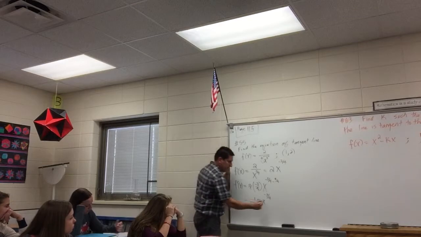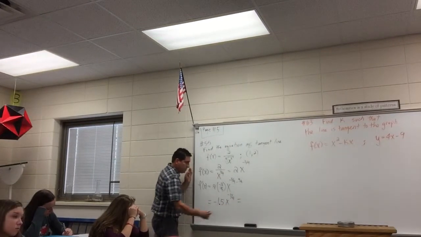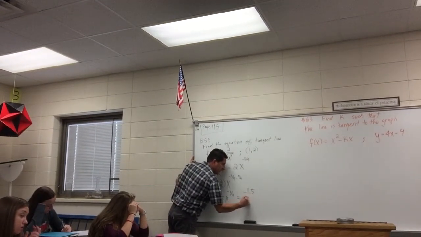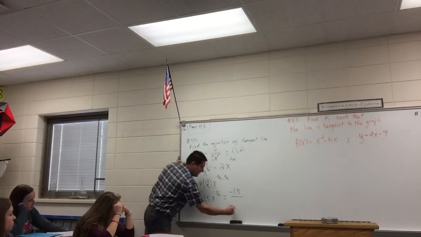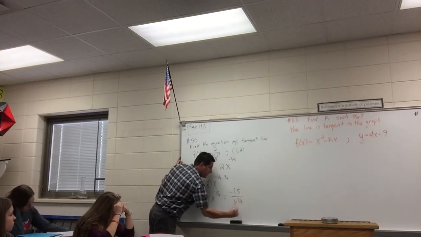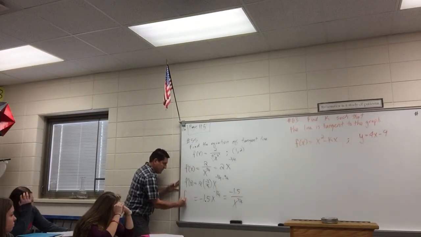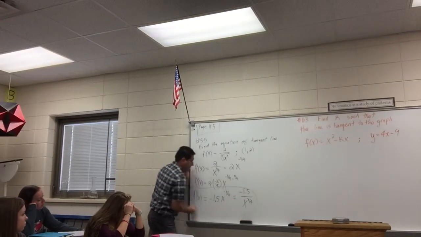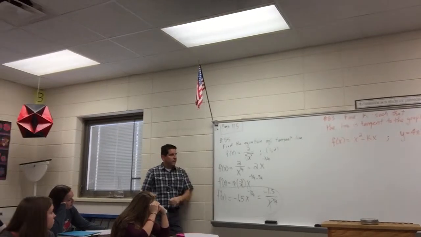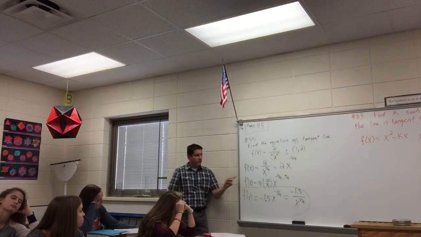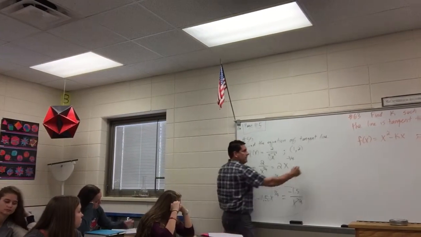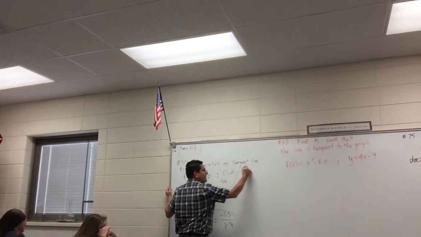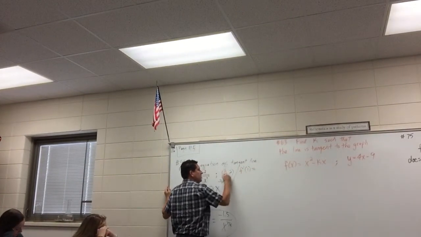And then rewrite it so it's in a decent form. This is negative 1.5 divided by x to the 7/4. And that's what our derivative is. Okay. So step 1, find the derivative. Step 2, find the slope at that point. So next I'm going to go f prime of 1, because I'm using the x value.